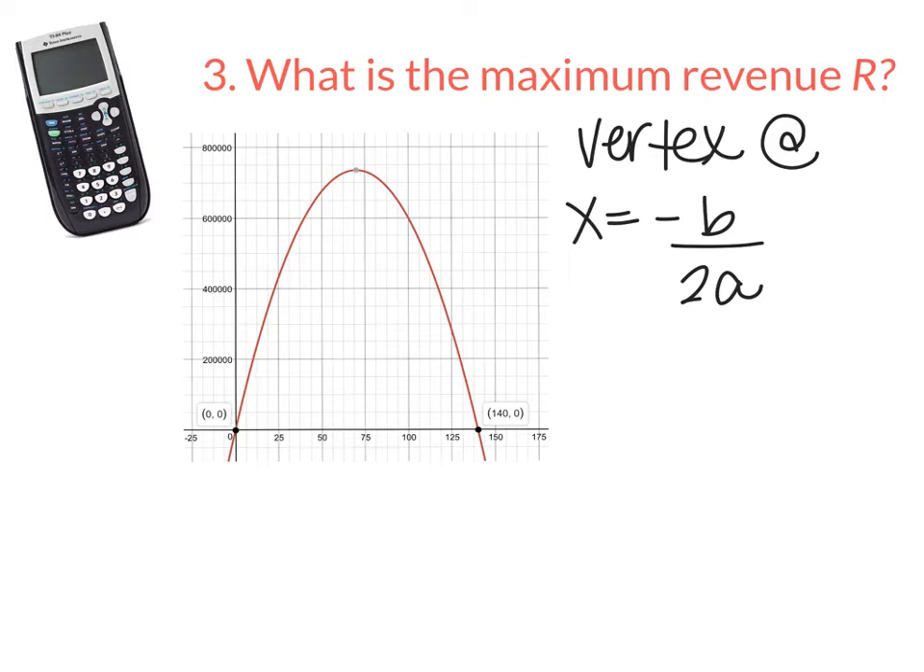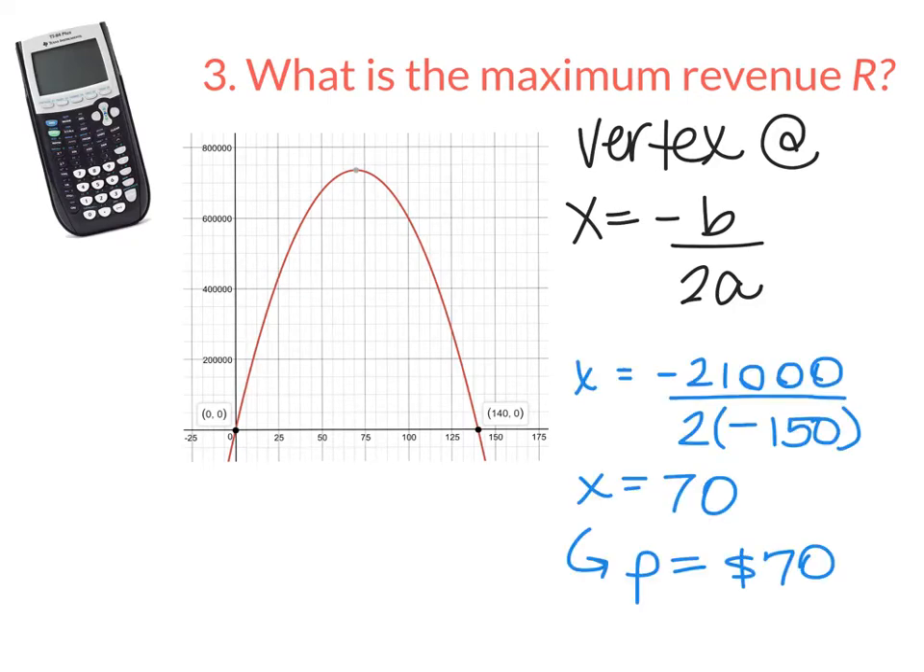And the equation for that is x, so that's going to be a point here, equals negative b over 2a. So that b and that a come from the quadratic a, b, c coefficients that go in front of the x squared, the x, and the constant. So if I plug in my values for b and a, I end up with $70. So that means that at $70 per calculator, I'm going to get the max revenue.